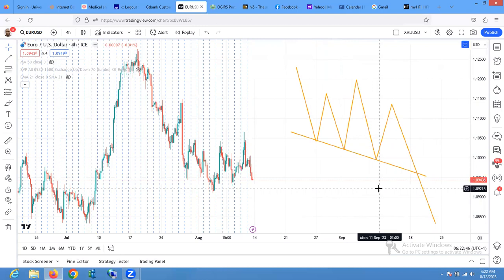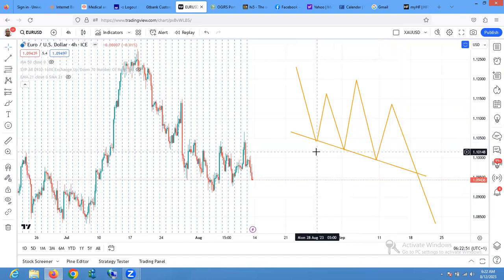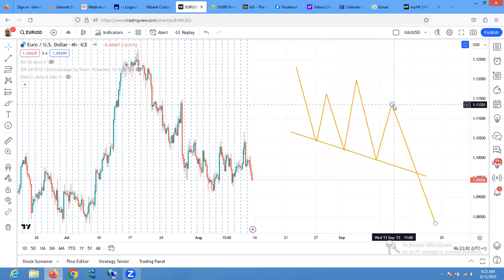But again, one thing that will tell you it's a triangle is that in a triangle, we know that all the waves are 3 waves. 1, 2, 3, 1, 2, 3, 1, 2, 3, 1, 2, 3. The last one, which is 5, is also 1, 2, 3. So we will never see a 5-wave structure in a triangle.